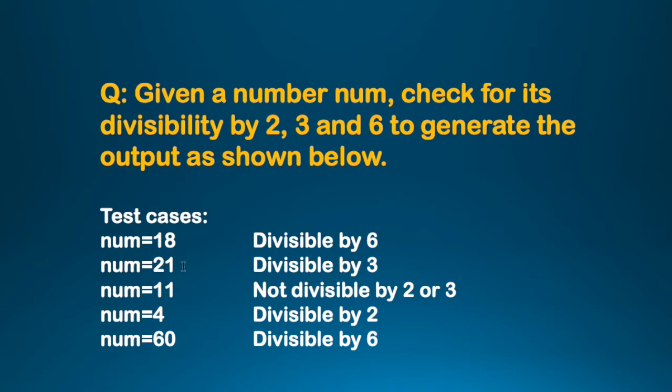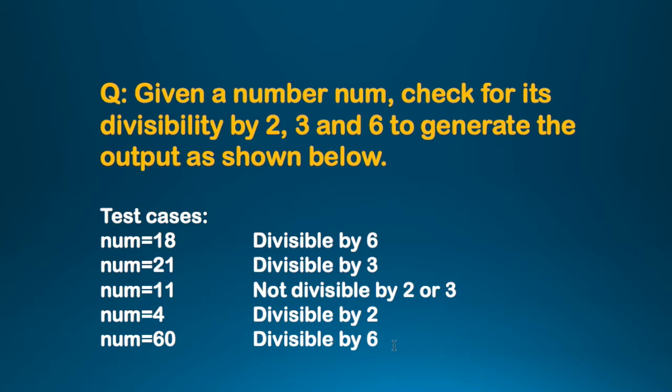When num is 21, we are printing divisible by 3. 21 is not divisible by 6, so we are checking it by 3. Yes, it is divisible by 3. We are printing divisible by 3. When it's 11, we are saying not divisible by 2 or 3. 11 is neither divisible by 2 nor 3. Num is equal to 4, we'll say divisible by 2. Num is equal to 60, we are saying divisible by 6.